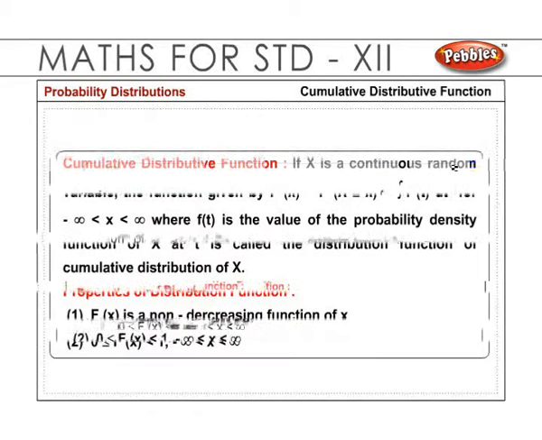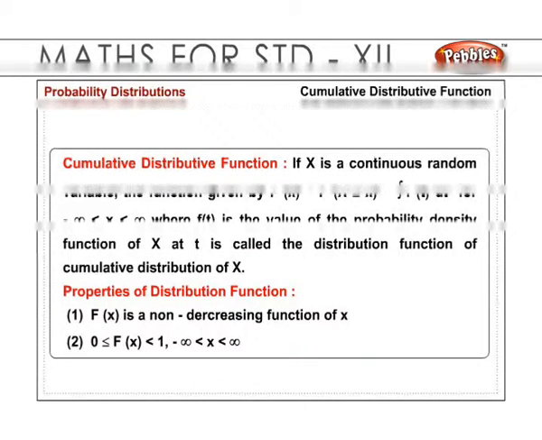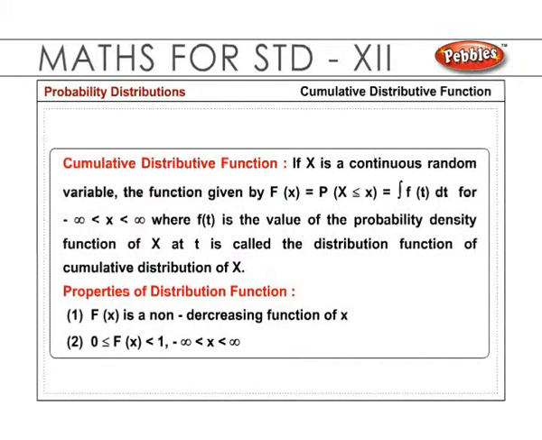Cumulative distribution function. If x is a continuous random variable with the function given as shown above, where f of t is the value of the probability density function of x at t, it is called the distribution function or cumulative distribution of x. Properties of the distribution function are shown above.